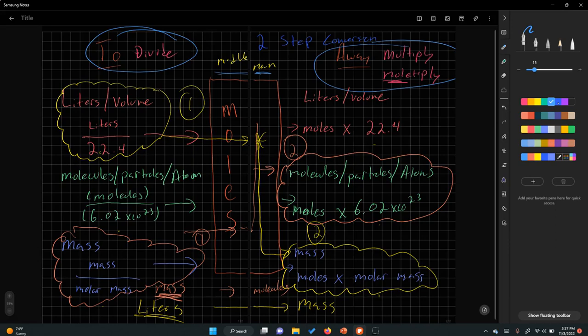Whether that be 22.4, 6.02 times 10 to the 23rd, or our molar mass, with those two-step ones, we are always dividing first and then multiplying second, because we always must go through the middleman when doing our two-step mole conversions.